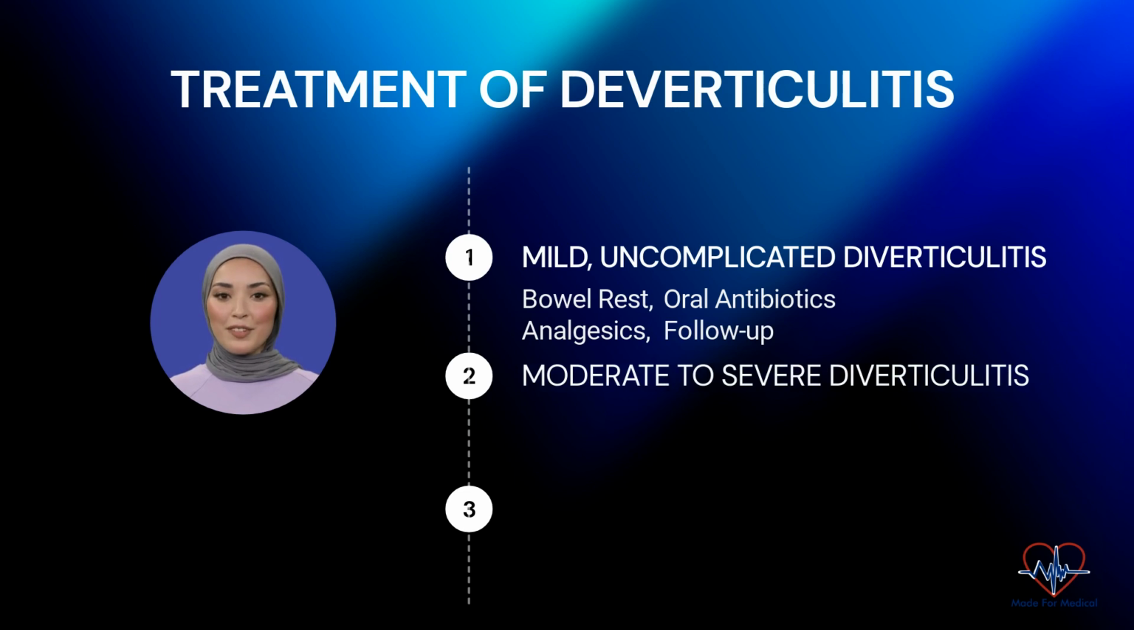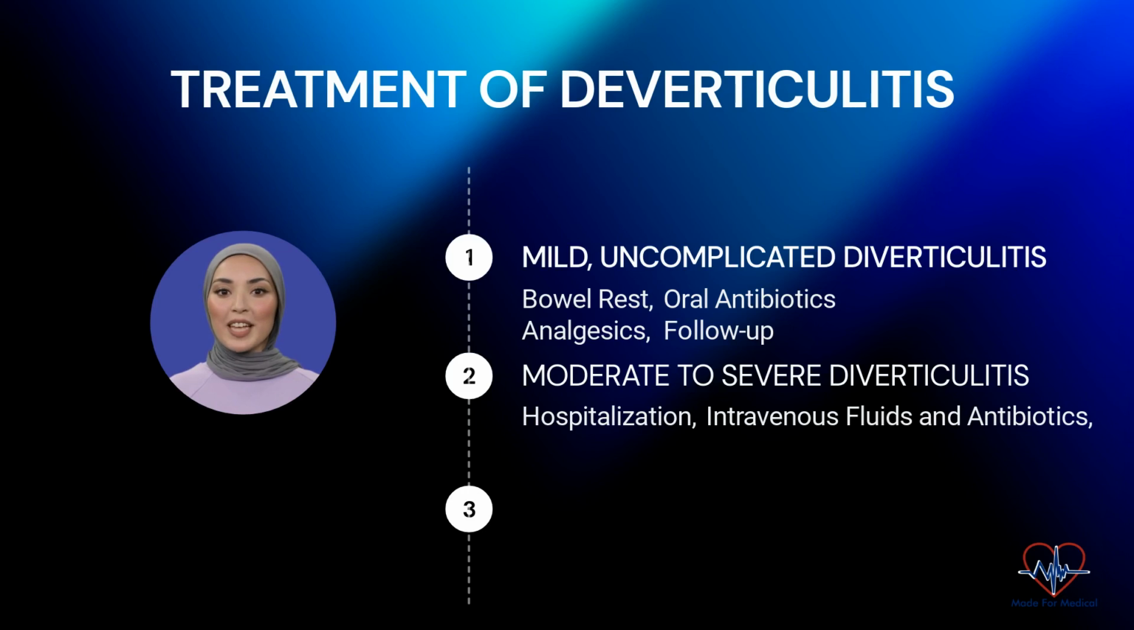Moderate to severe diverticulitis. Consider hospitalizing patients with moderate to severe diverticulitis, especially if they have significant pain, high fever, signs of peritonitis, or are unable to tolerate oral intake. Administer intravenous fluids to correct dehydration and provide nutritional support.